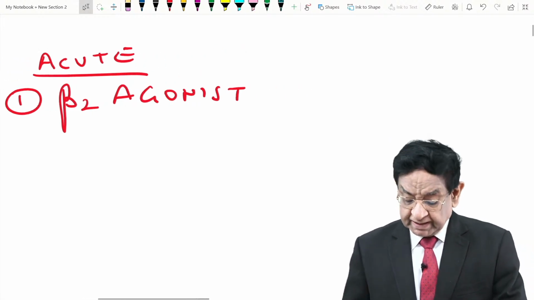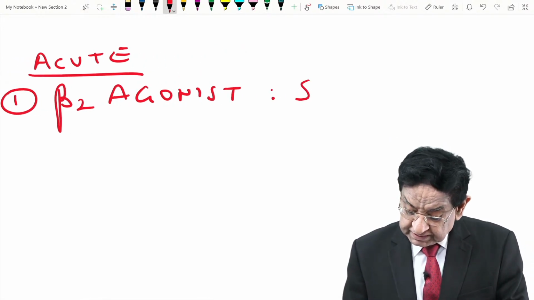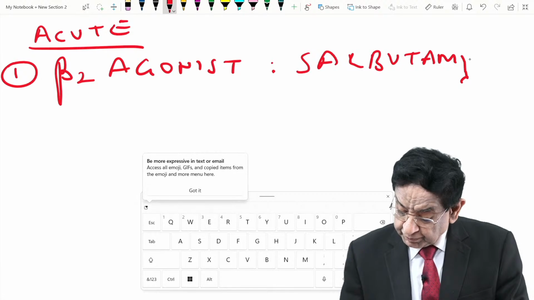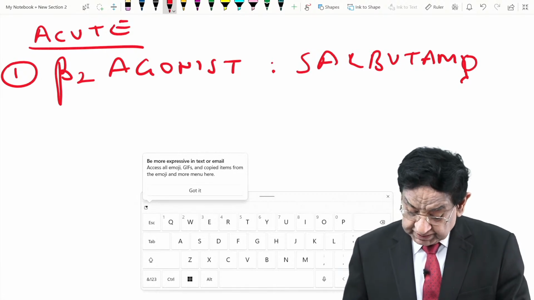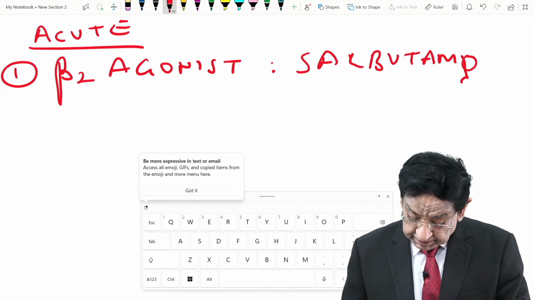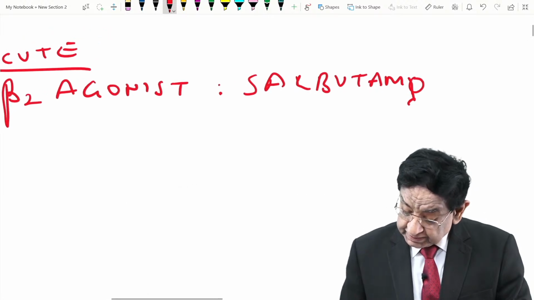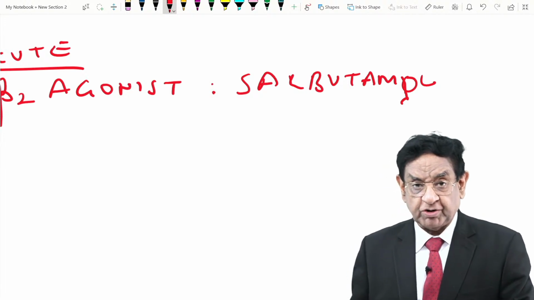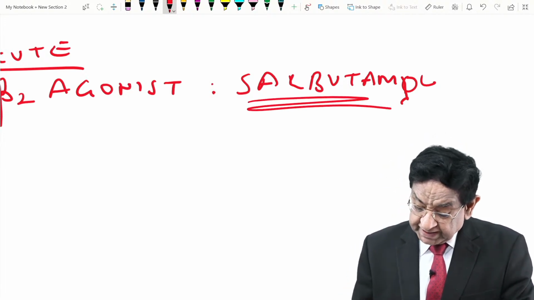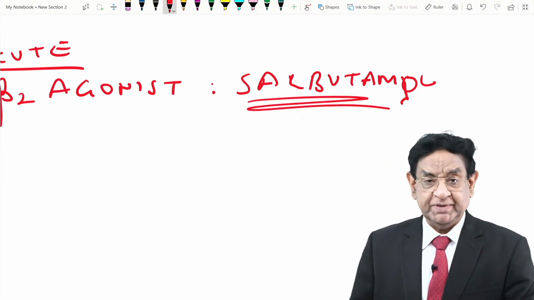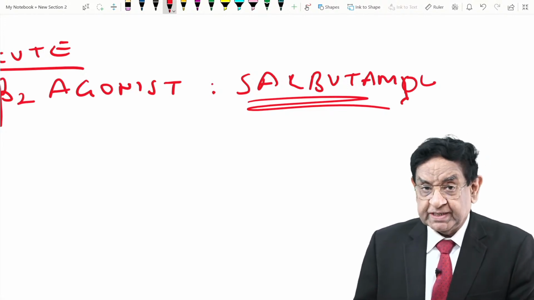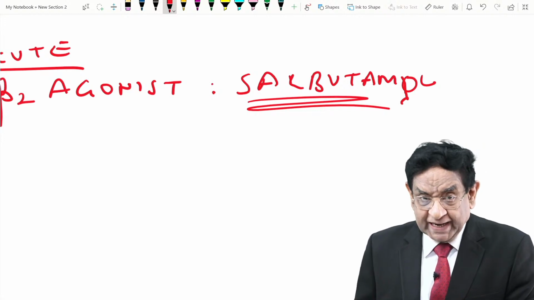The classical example of this drug is salbutamol. Okay, salbutamol is the example. Well, I have a question for you. Quickly write down the answer in your copy. Tell me any other use of salbutamol. Of course, we are using it in asthma and we are using it in case of COPD also as a bronchodilator.